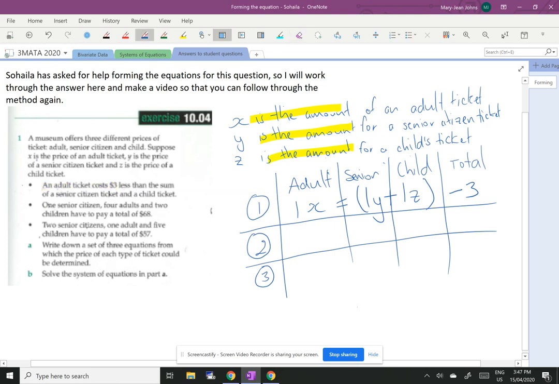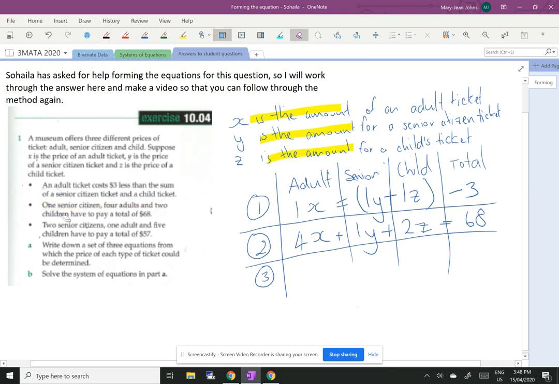Okay, let's have a look at our second one. Our second one goes one senior citizen, four adults. So I've got four adults, and I've got two children. There we go, two children. And they pay a total, meaning equals, of $68. Okay, remember the next step after this would be to include all your adds and minuses. The first one already having the add, so we're just going to do the same with the second one.